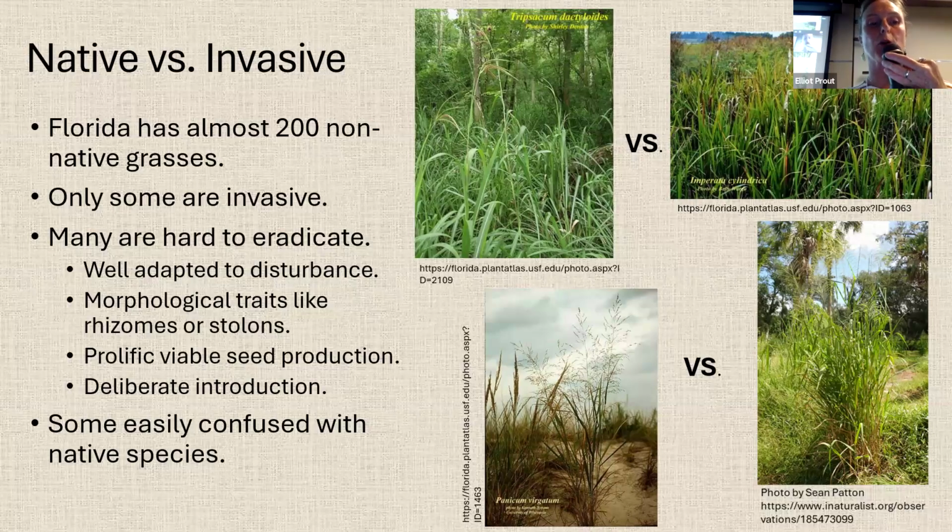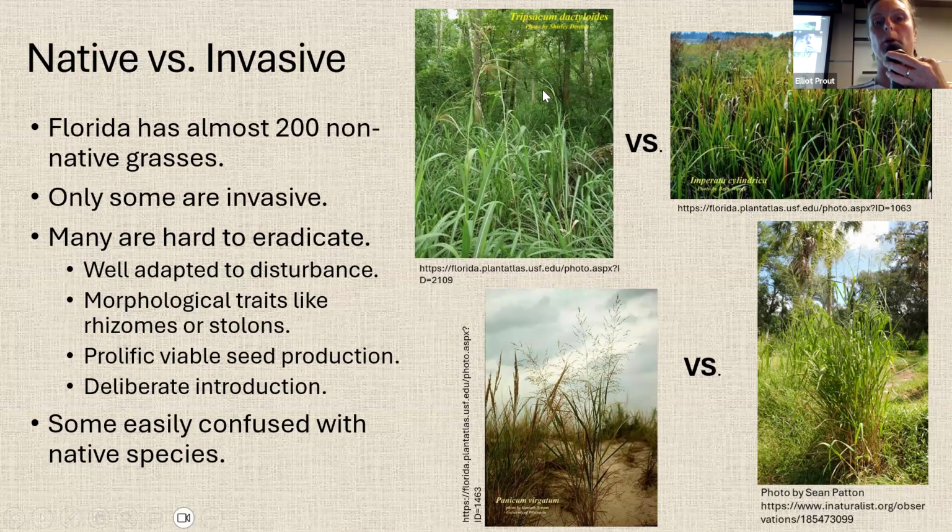They have, of course, these traits like rhizomes or stolons that help them be more resilient to being removed. A lot of them have a lot of viable seeds. Some of them are deliberate introductions like pasture grasses, right? We have escaped pasture grasses. They can be kind of a headache to get rid of as well. And some can be easily confused with native species.